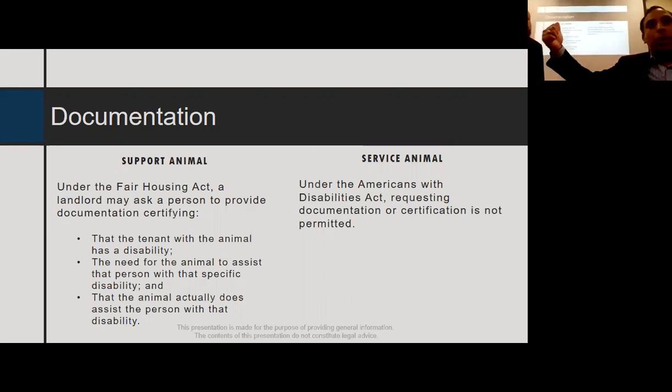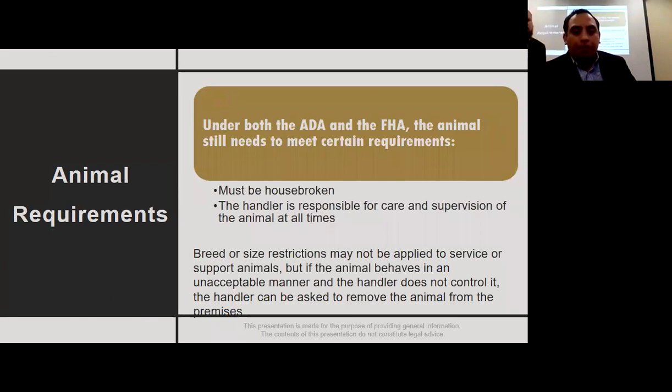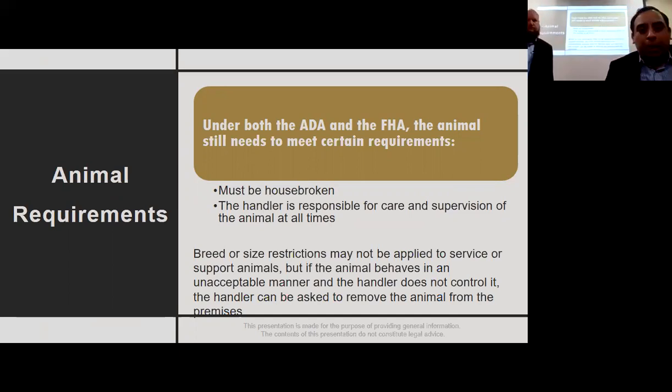With a service animal that's covered under the ADA, you can't ask for any documentation. You just can't. It's a service animal. They're allowed to be in there. You don't get to ask any questions about that. You can ask about the disability, that they have a disability. But yeah, that's it. Nothing further.